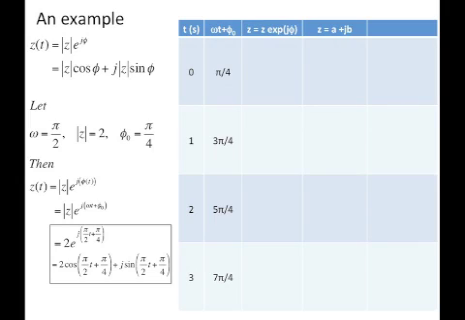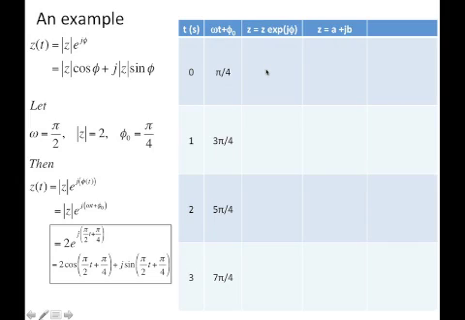So let's look at 4 different times: 0, 1, 2, and 3 seconds. I can calculate the phase angle at each of those times. At time t equals 0, the phase angle is pi over 4. They change by pi over 2 each second. So then 3 pi over 4, 5 pi over 4, 7 pi over 4. Okay, so these are the times that we're interested in.